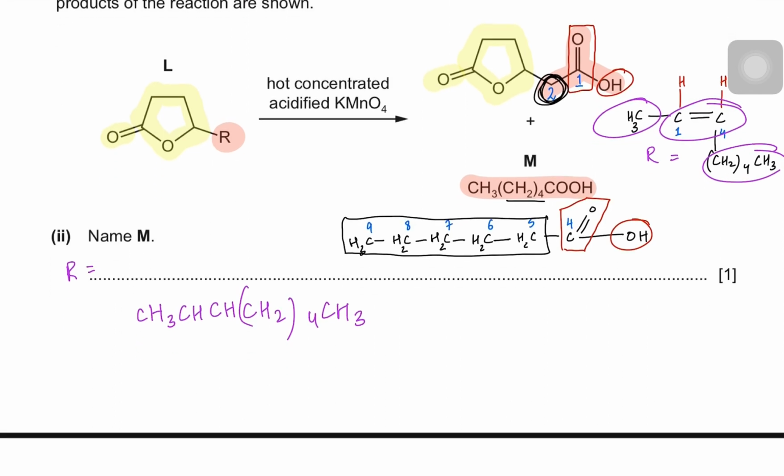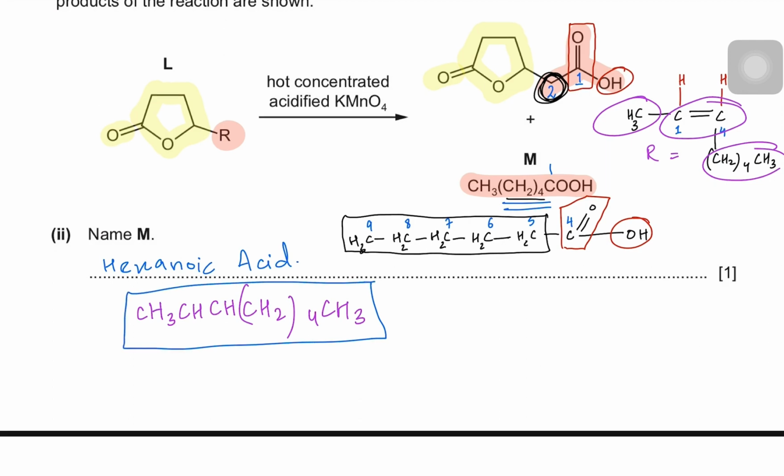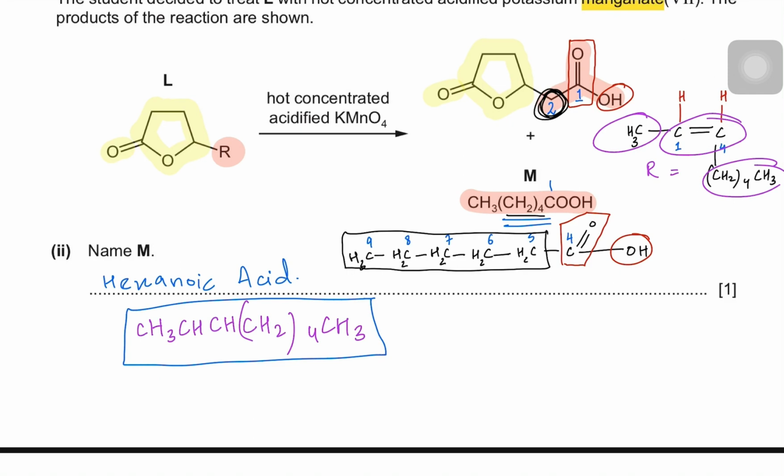They were asking for the name of M, by the way, so let me remove this and let's name M. M is a carboxylic acid with 6 carbons, carbon 1, and then we know 2, 3, 4, 5 because it's a chain of 4, and then CH3. So it was hexanoic acid. By the way, this was the R group. It was a little tricky, but it's only one mark. So my suggestion is to try to do the whole structure in your head and just remember to connect the double bonded carbons together and then read the rest of the structure. It will help you understand how the product was made.